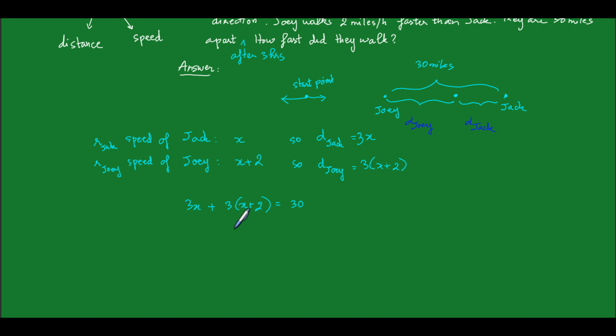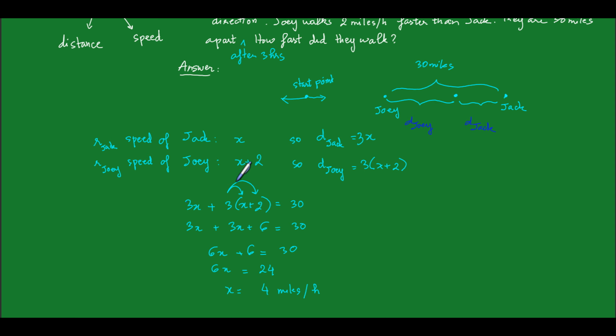Okay, so from here I can solve for x. I distribute, so I will have 6x plus 6 equal 30. Then I will have 6x equal 30 minus 6, which is 24. Then x equals 4. But x is what? x is the speed, so don't forget the unit will be miles per hour.